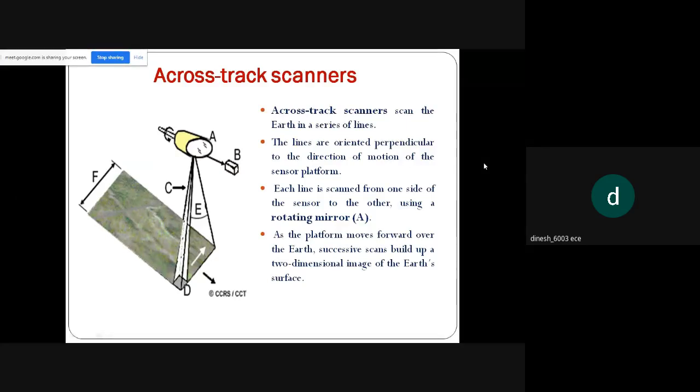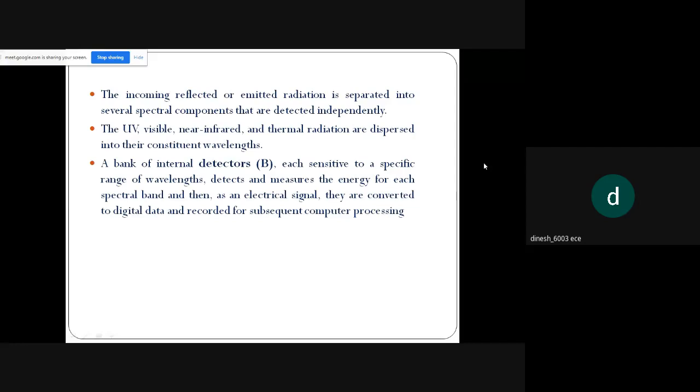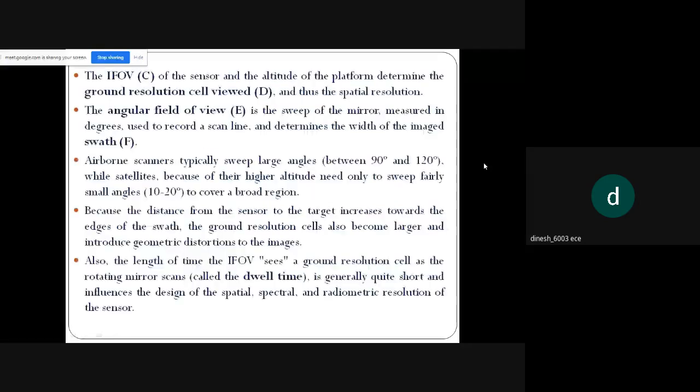The same image is going to show how the across-track scanner works. A is your rotating mirror, B is your recorder, D is your object that you are scanning, and C is the path, which is IFOV. So the procedure is this.